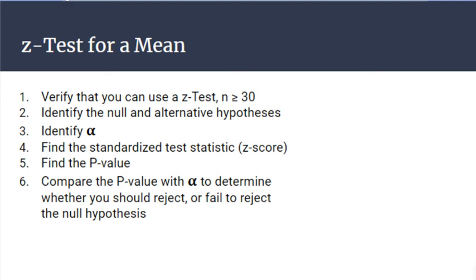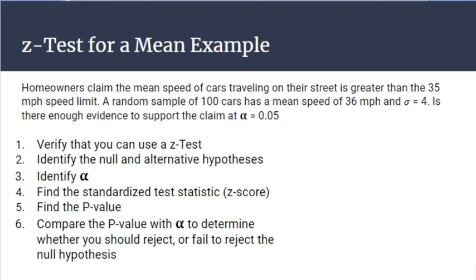And then we can do z-tests for means as well. Just like last lesson we did means and proportion probabilities, we can do hypothesis testing for proportions and means. So let's look at an example mean problem. We have some homeowners on a street that think that the cars are traveling greater than the 35-mile-per-hour speed limit. People are driving too fast down their road. So they take a random sample of 100 cars. They find that those cars have an average speed of 36 miles per hour and a standard deviation of 4. So is there enough evidence to support the claim at alpha equals 0.05? So at 5%.